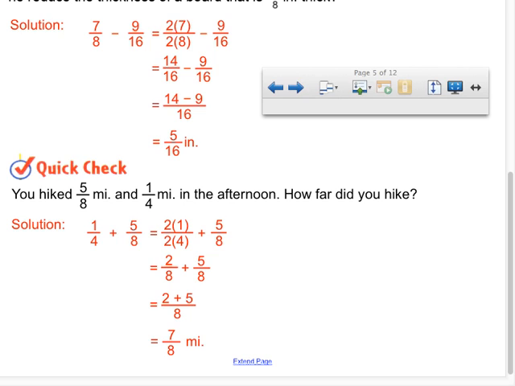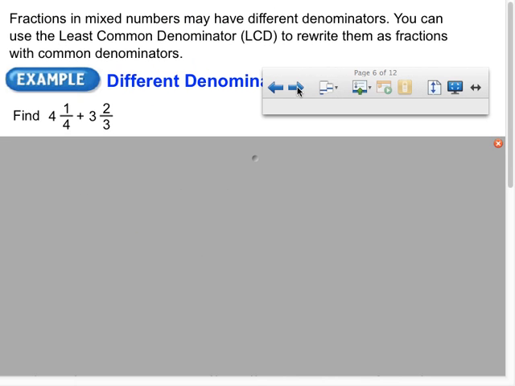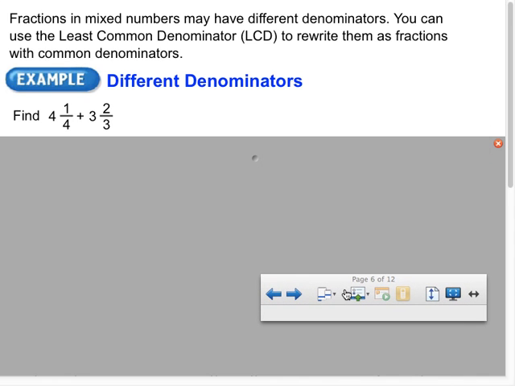Because I'd like to get into the mixed numbers that have different denominators. Okay. So far, it's been pretty easy. Different denominators. You see what you've learned throughout the class so far. See if you can apply it here. Fractions in mixed numbers may have different denominators. You can use the least common denominator to rewrite them as fractions with common denominators.